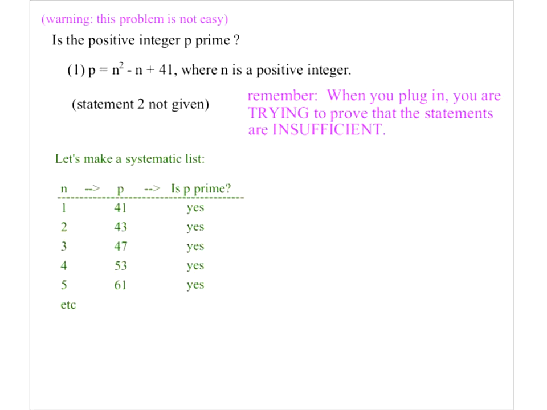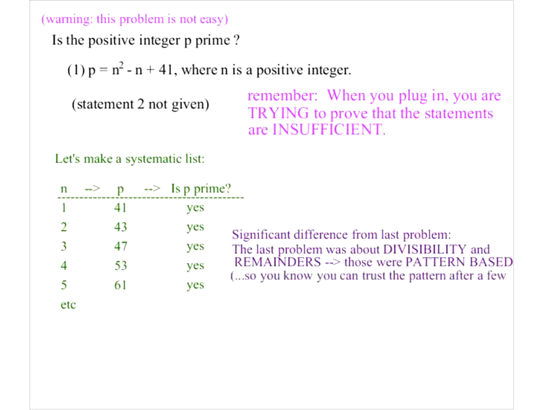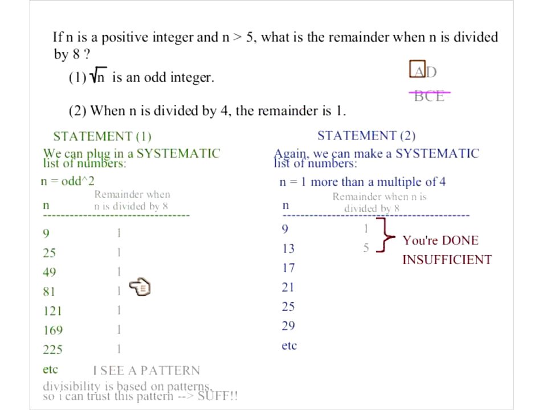At this point, you might be tempted to throw in the towel. Okay, but there's a very significant difference from last time. And that is that primes don't follow patterns. Okay, the last problem was about divisibility and remainders. Those were pattern-based. So you know you can trust the pattern after a few examples. In other words, divisibility is like the remainders just repeat over and over and over again in exactly the same way all the time. So if you understand that, then nothing new is going to happen here after a while, because this stuff is all very systematic. It's about remainders and stuff like that.